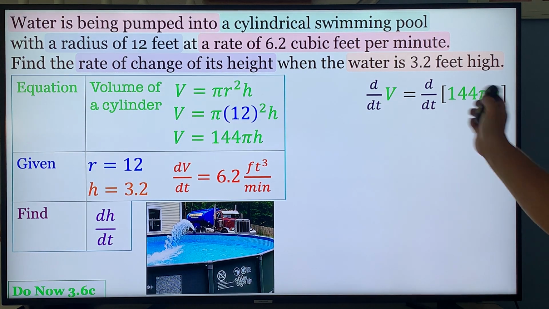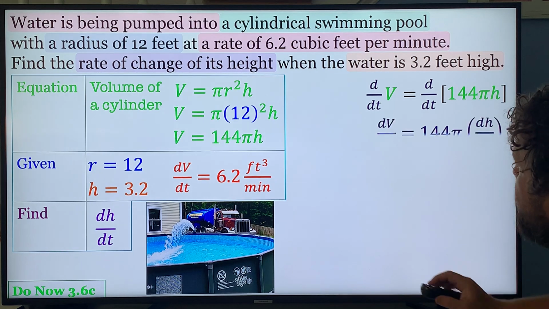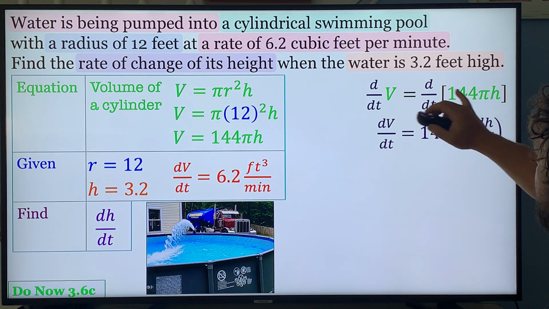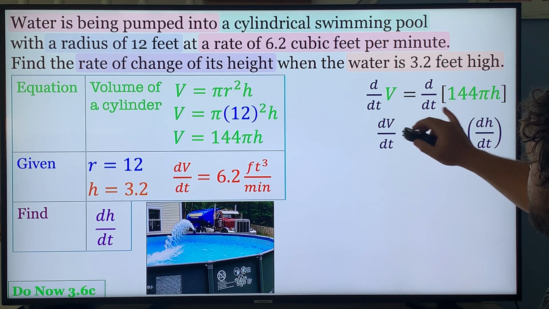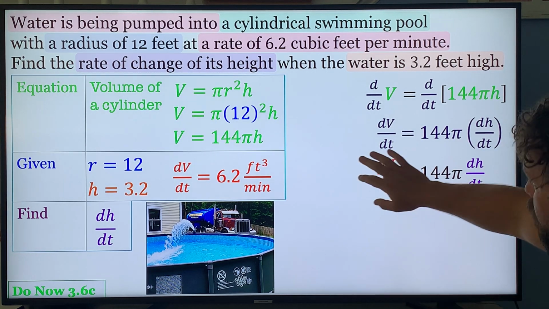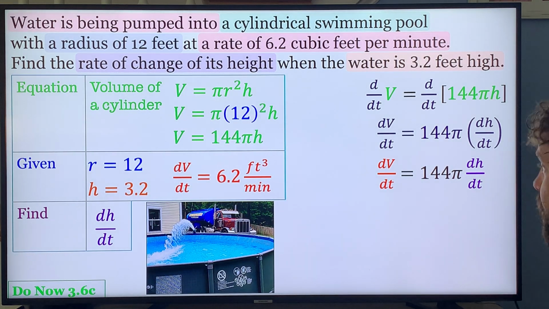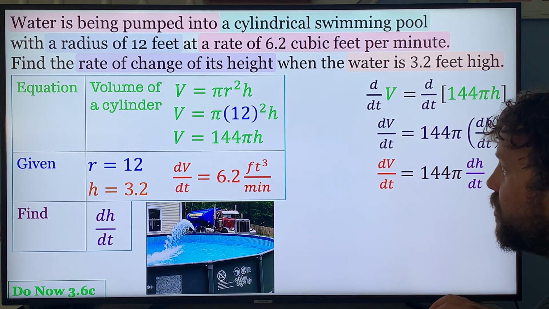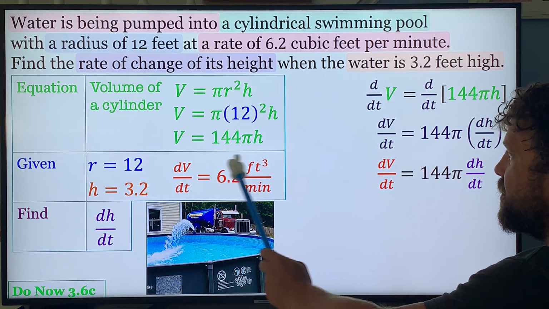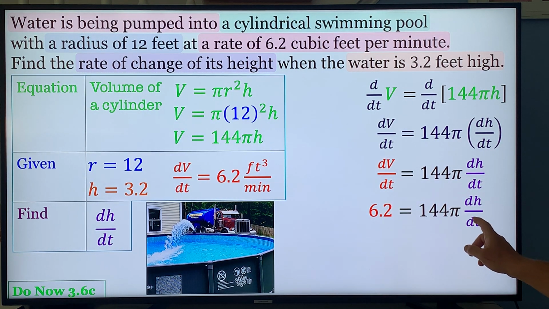d/dt of V. All right, hopefully pause and pause. dV/dt equals 144 pi. Derivative of h in terms of t is just dh/dt. Now, what do you notice is missing here? The height. I don't got an h to plug in. Does that matter? No, you don't always have to plug in everything that's in here. 6.2 equals 144 pi dh/dt.